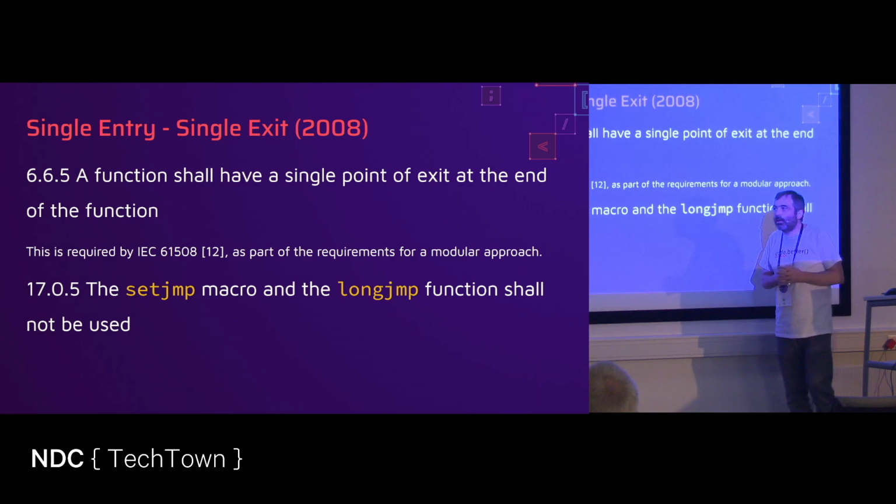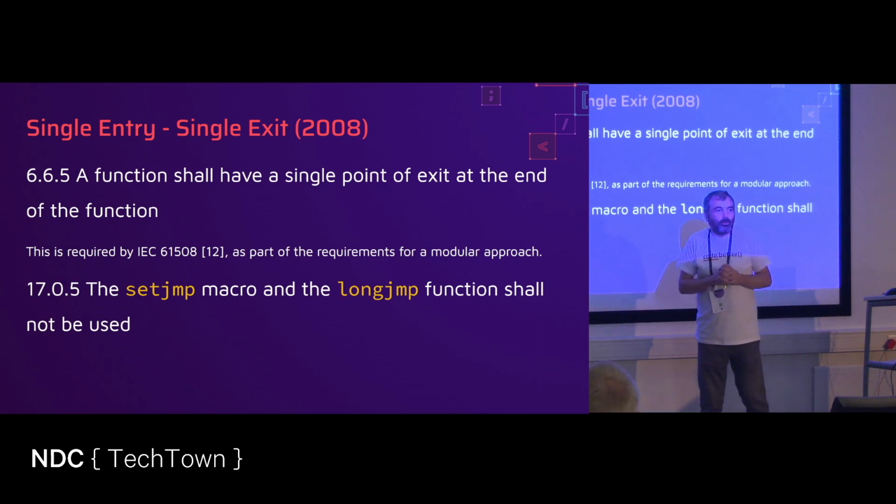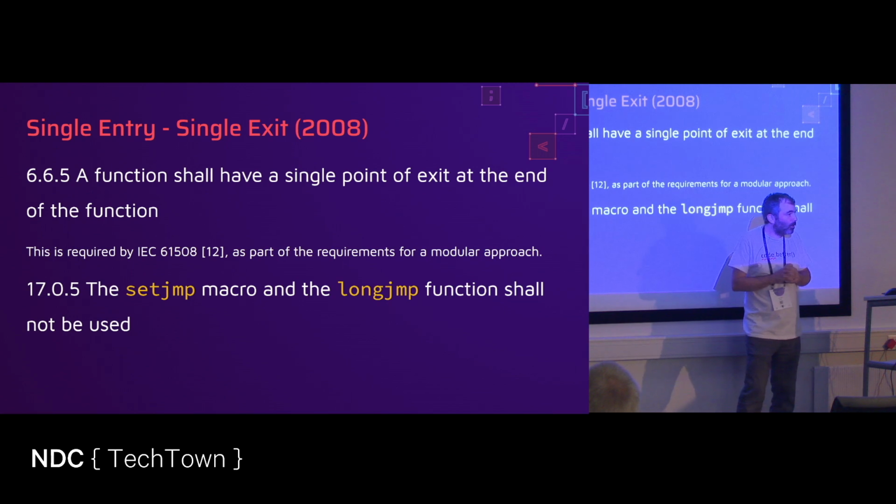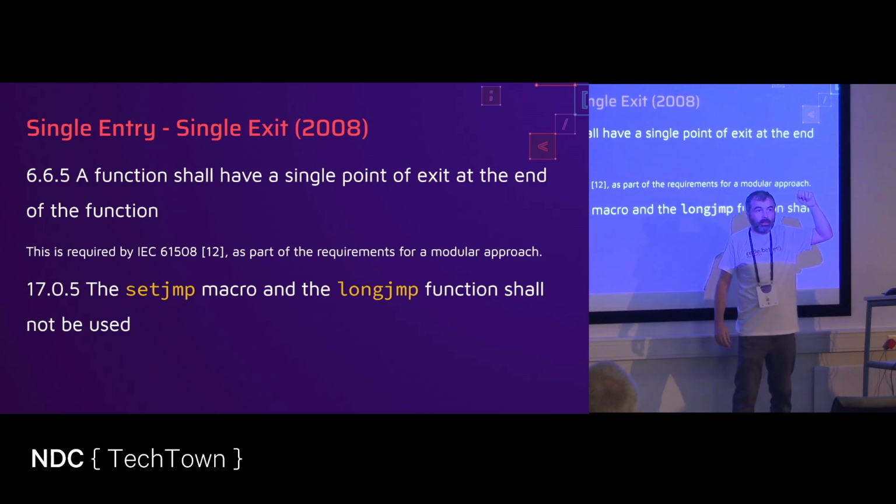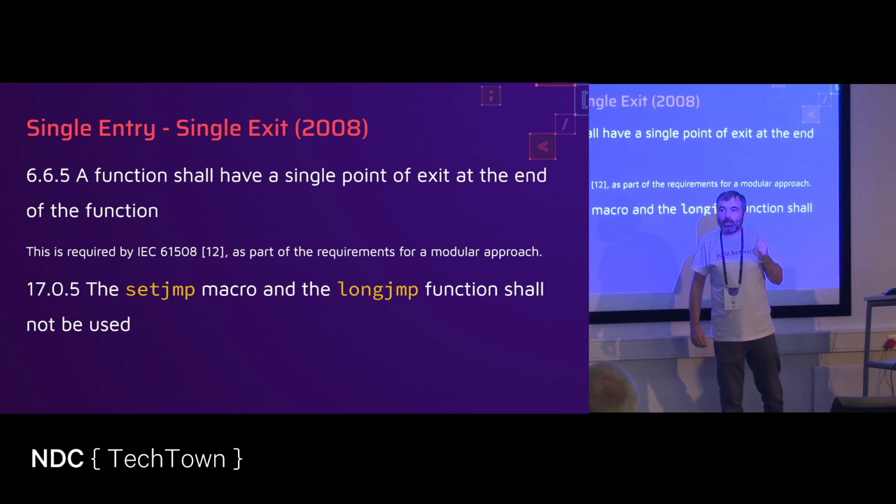Next one, single entry, single exit. I don't know if you have heard of it, if you've been unlucky enough to hear about it. It's a rule that says a function should have a single point of exit at the end of the function. So when you're searching for an item, you cannot just have a loop and, if you find it, return the value. This does not respect single entry, single exit. What this rule says is that instead, you should have a Boolean found, and in your loop condition you have 'and not found', so that you can break from the loop early if you found the object and have only one return at the end.